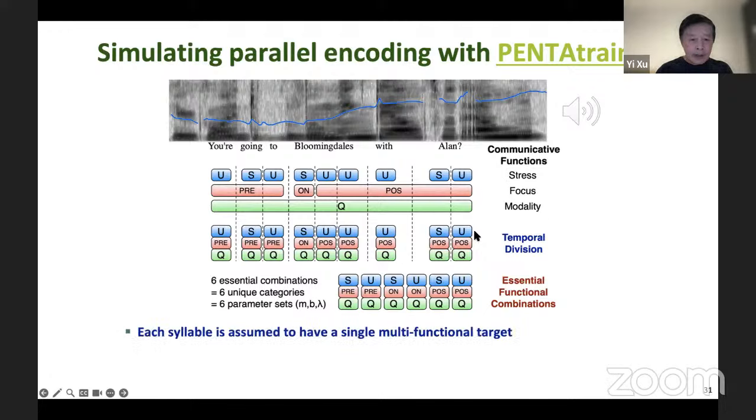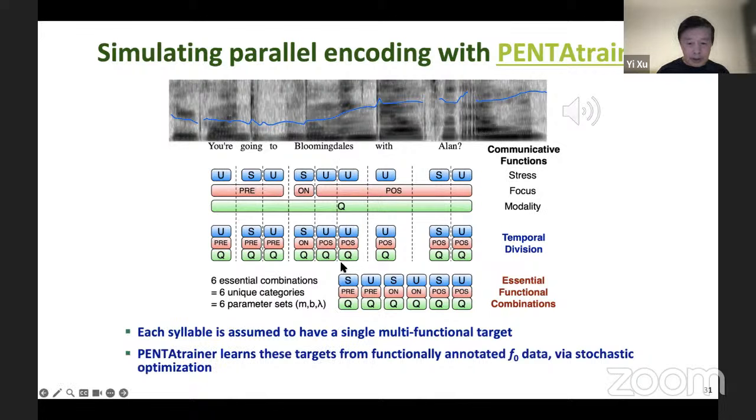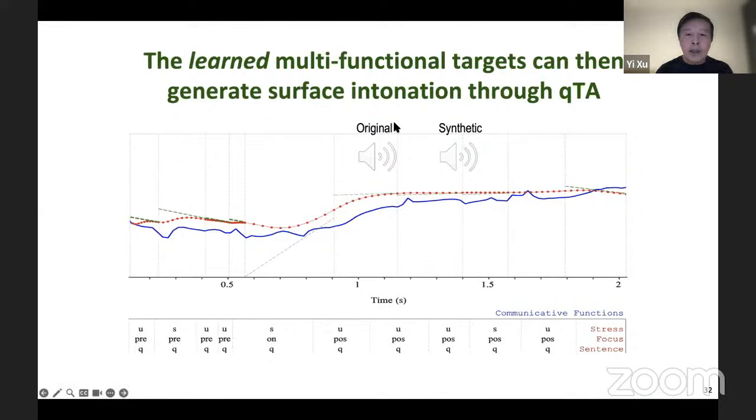The next question is, how do you learn these targets? And that becomes a modeling issue. That is, once you have PENTAtrainer, then you can learn these targets through stochastic learning, through stochastic or statistical optimization. And you learn these targets from functionally annotated data. So we do have to annotate data. Otherwise, you wouldn't know what the functions are. So here's one result. This is the original, the one you just heard. You're going to Bloomingdale's with Alan? And this is synthetic based on learned targets. You're going to Bloomingdale's with Alan? So it's not identical and it's not perfect because this result is from a very small corpus done for this presentation. But still you can see that it works.